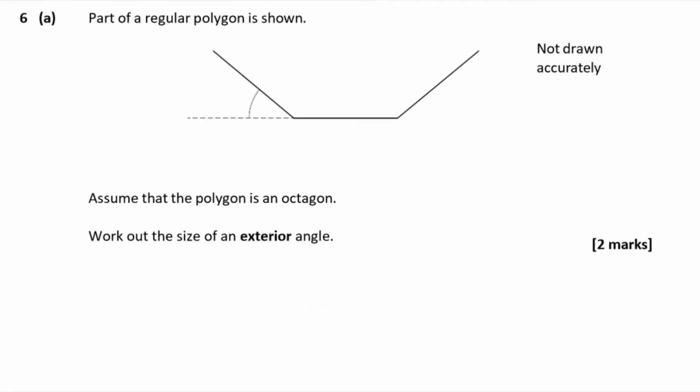Question 6a. Part of a regular polygon is shown. Assume that the polygon is an octagon. Work out the size of the exterior angle.